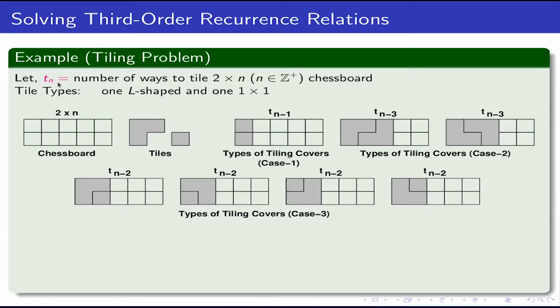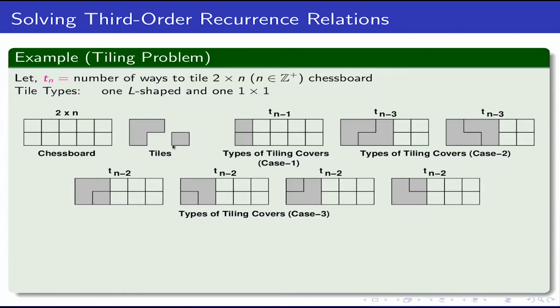Now, how many ways can you contribute to Tn? One is that if you use only 1 cross 1 tiles, then you can place them in these 2 squares, and the remaining 2 cross n minus 1 you can recurse by saying that I have Tn minus 1 ways. This is my case 1. In case 2, I will use only L shapes. If I use only L shapes, this is one possibility. It takes up 3 columns, so there are Tn minus 3 ways the remaining can be done. This is another possibility where I just have a different orientation to place the first L. Again, Tn minus 3 will be another combination. So case 2 gives me 2 into Tn minus 3 combinations contributing to Tn.